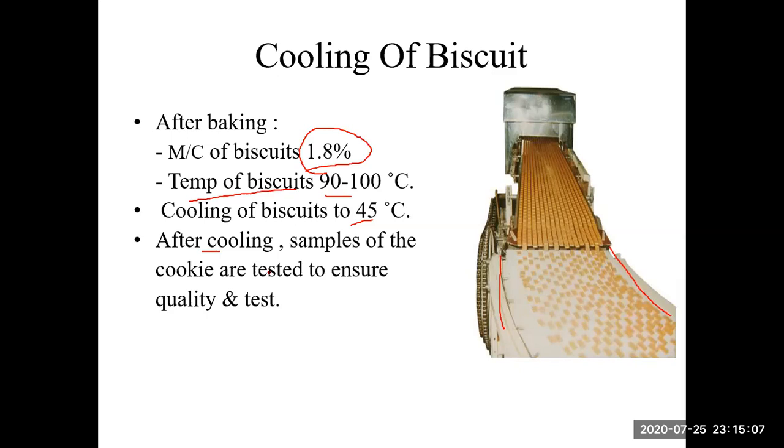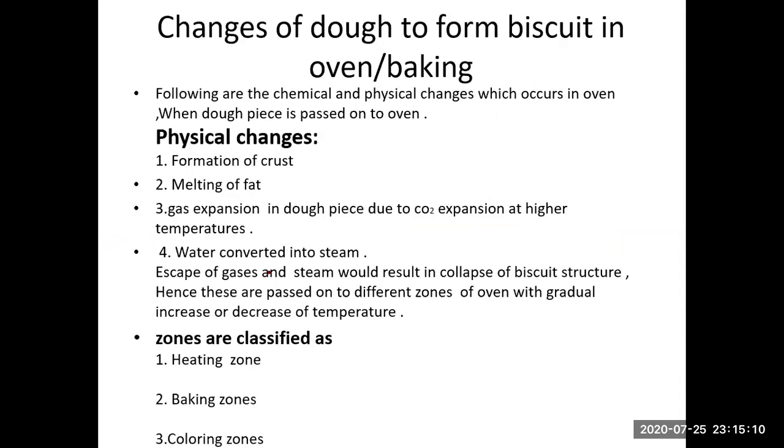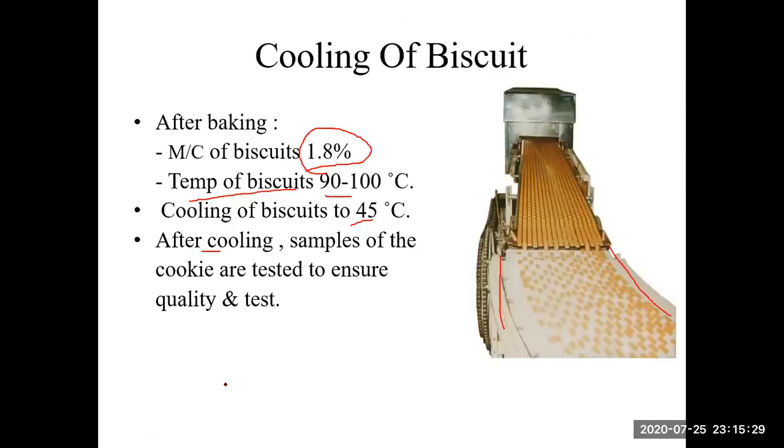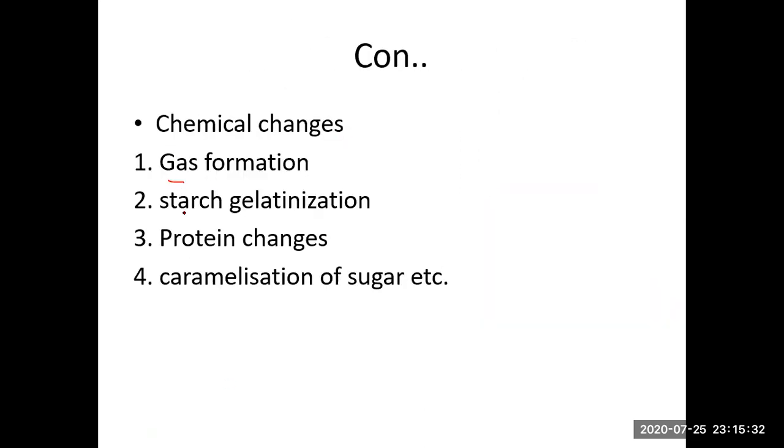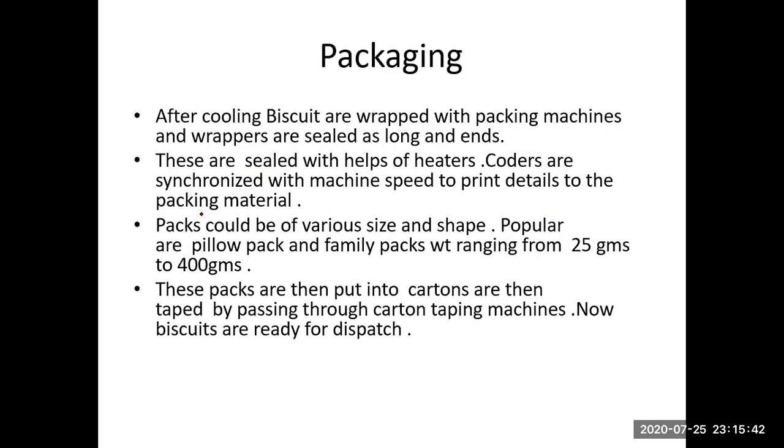Before going to the packaging section, I want to show you what kinds of changes happen in the baking section. There are some physical changes like formation of crust, melting of fat, gas expansion, water converted into steam, and we already said that the zones are classified as heating, baking, and coloring zones. Then the chemical changes: gas formation, gelatinization, and protein change, and some of the sugars are caramelized. These kinds of changes happen in baking. Then the biscuits go from the cooling section to packaging.